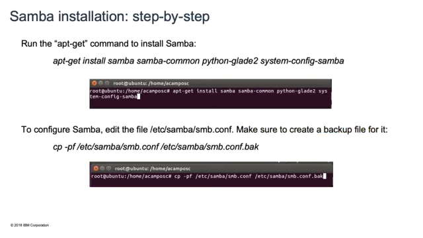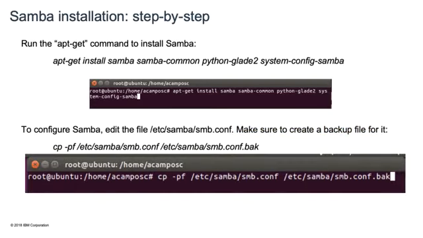So in order to do that, with the cp command, we're gonna copy the /etc/samba/smb.conf file to /etc/samba/smb.conf, adding the .bak extension that represents a backup. So as you can see here, I already did the backup of my smb config file.